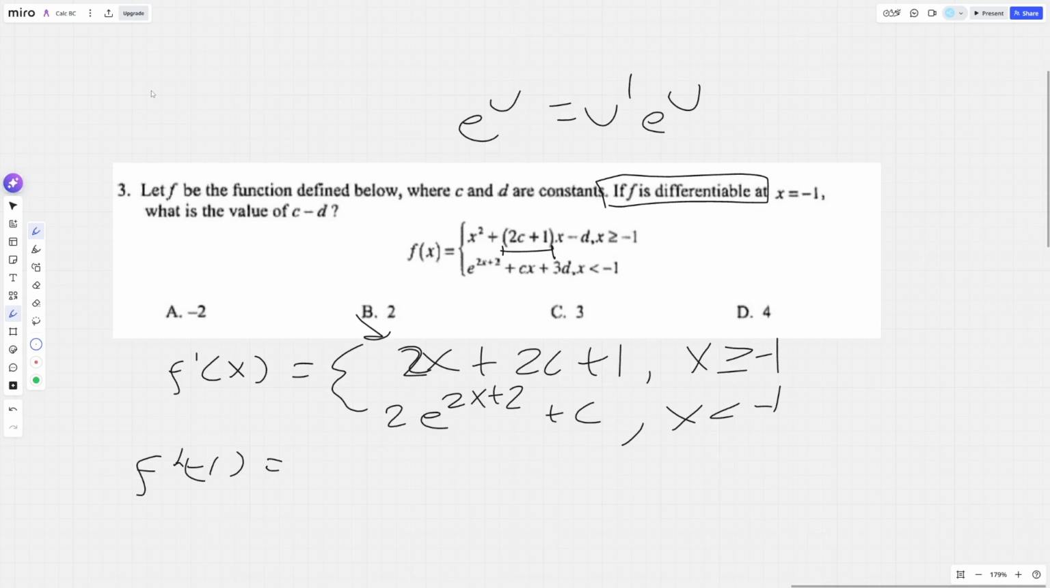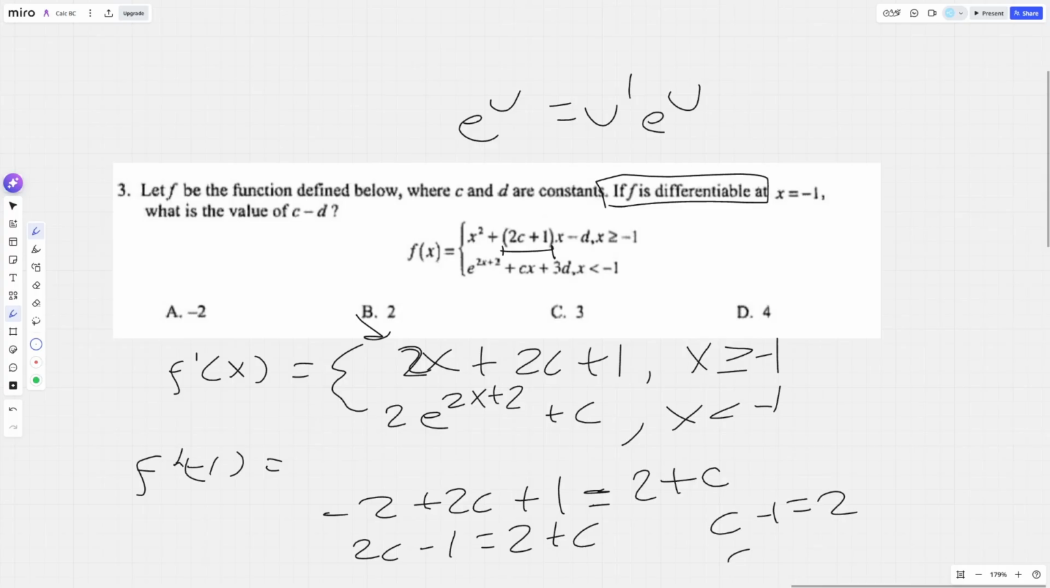For the top function, we have -2 plus 2c plus 1, and we're going to set it equal to 2e to the power of -2 plus 2, which is just e to the power of 0, which is just 1. So you have 2 plus c, and then we're going to simplify. 2c minus 1 is equal to 2 plus c, and then we subtract both sides by 1c. So now you have c minus 1 is equal to 2, and c is equal to 3. So here we have c is equal to 3. Let's save that for later.